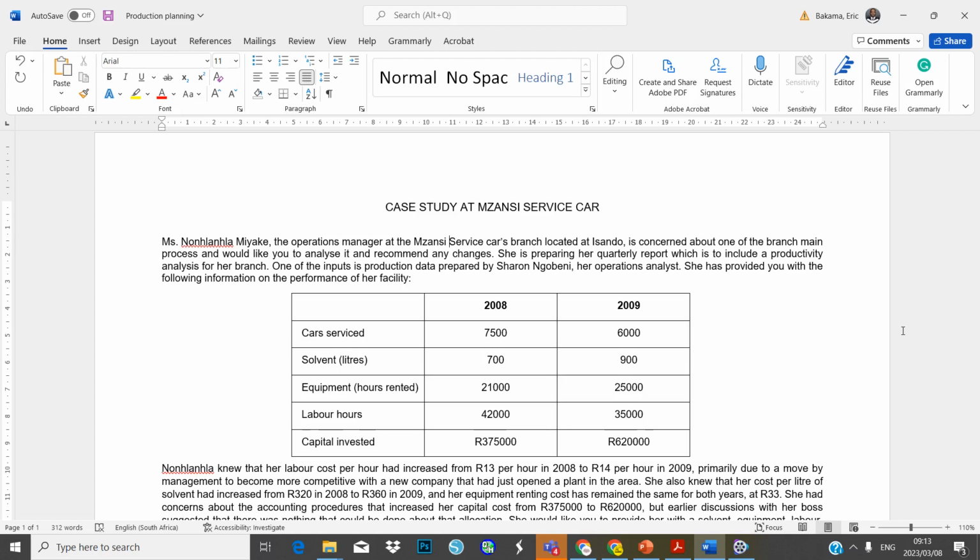Now let's jump in. Today we're going to try to look at productivity on a more practical level, and I just designed a small case study that we can use at this point to have an understanding of how productivity can be applied in your daily activities as an operation manager.